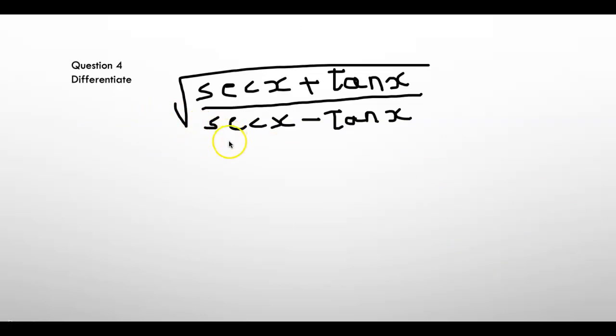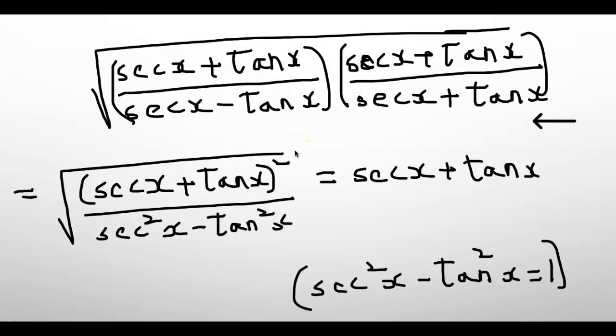Next question, differentiate root of (sec x plus tan x) by (sec x minus tan x). Now here we can actually rationalize it before we differentiate, because it becomes complicated otherwise. So multiply and divide by the conjugate, that is sec x plus tan x. Note this step. So it becomes root of (sec x plus tan x) the whole squared by, this is (a minus b) into (a plus b), which is a squared minus b squared. So I get secant squared x minus tan squared x.